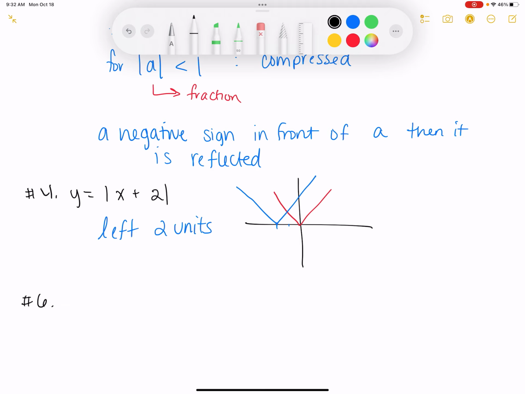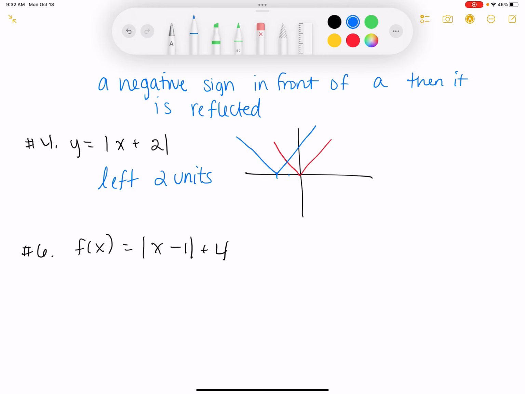Let's see, number 6. F of x is equal to the absolute value of x minus 1 plus 4. All right. Am I being reflected? Is there a negative sign out front? No, there's no negative sign out front, so I'm not being reflected. Am I compressed or stretched? Is there an A value out front? No, there's no number out front.